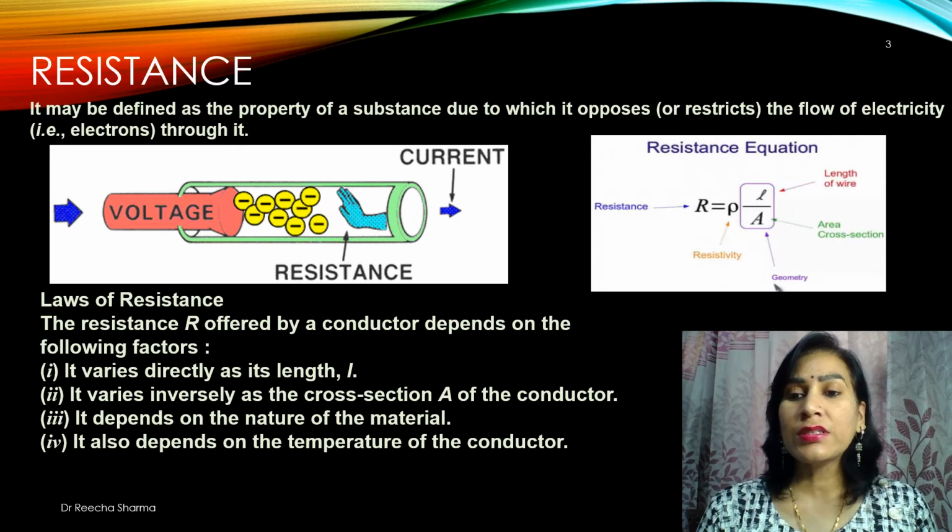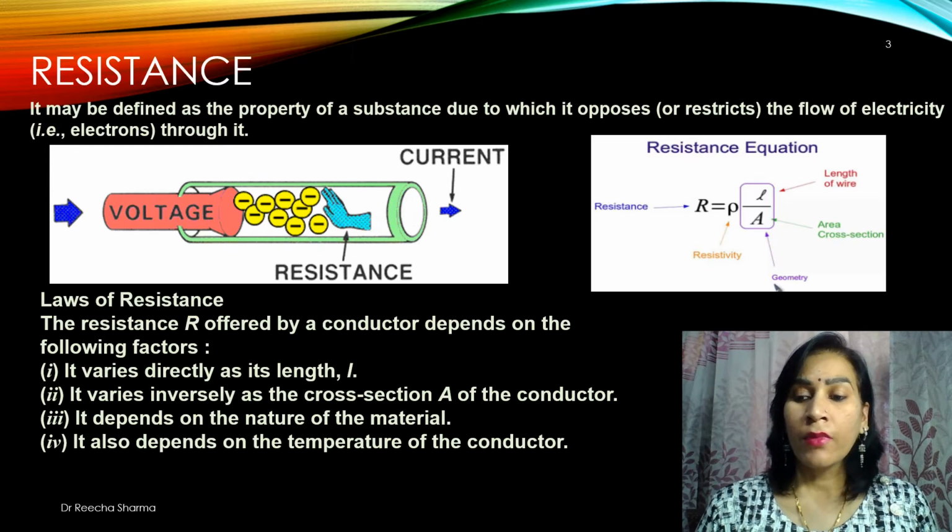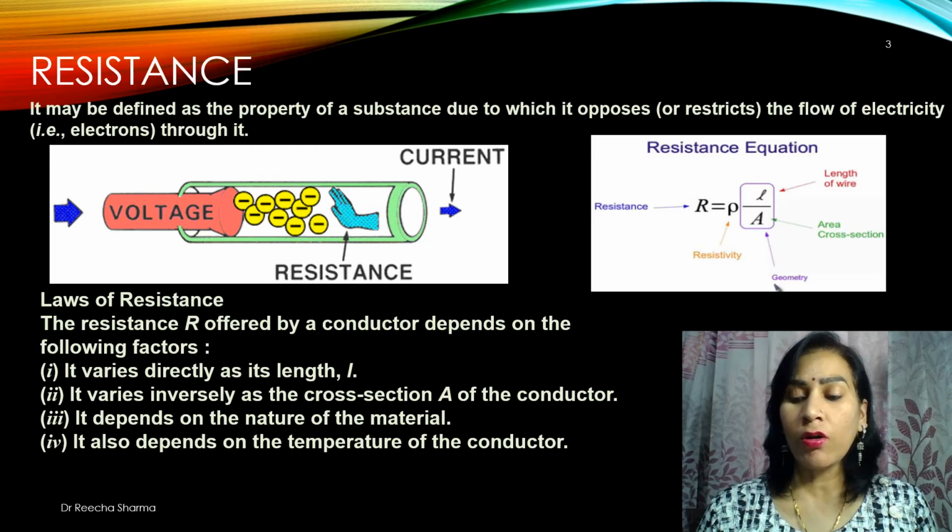This shows the resistance equation. R, capital R is resistance, equals rho L upon A. Rho is resistivity, L is the length of the wire, A is the cross-sectional area. So, this is the formula. Rho, resistivity, depends on the material of the wire.